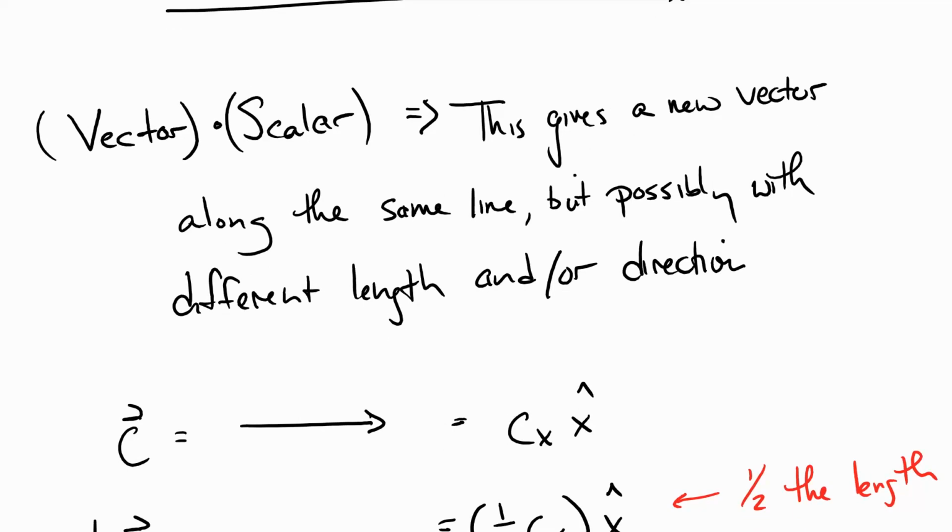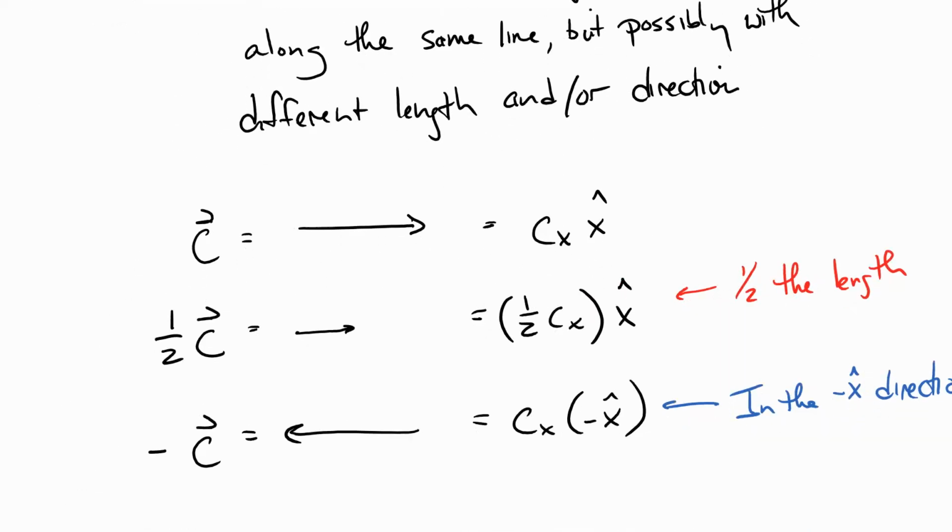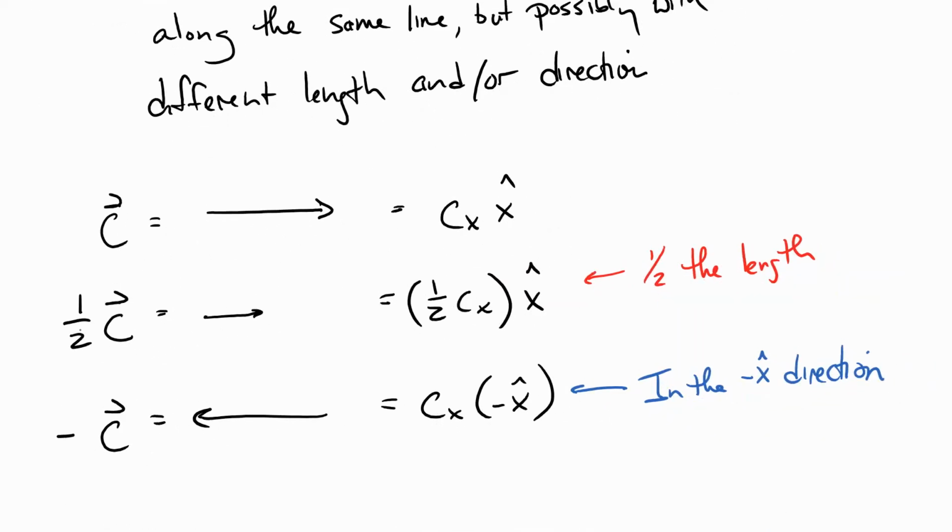So I have a vector C, which I can think of as CX times X hat. 1/2 C, I can think of grouping that 1/2 with the magnitude. So it's going to be half the length in the same direction. If I have minus C, I can think of this minus sign as being grouped up with the unit vector. The minus sign doesn't affect the magnitude. 4 and -4 have the same size in terms of their absolute value, if you think of magnitude that way. So that minus sign has to be impacting the direction. So this is now a vector of the same length, but in the opposite direction. So this stuff, not too bad.